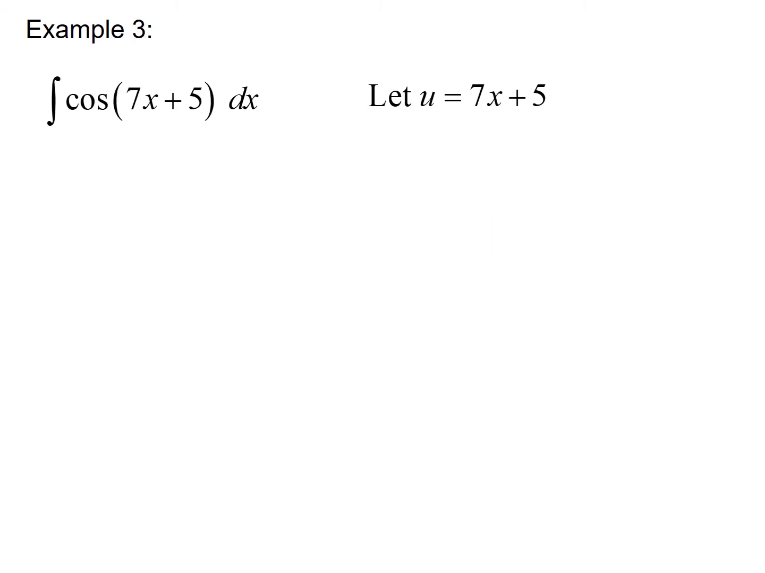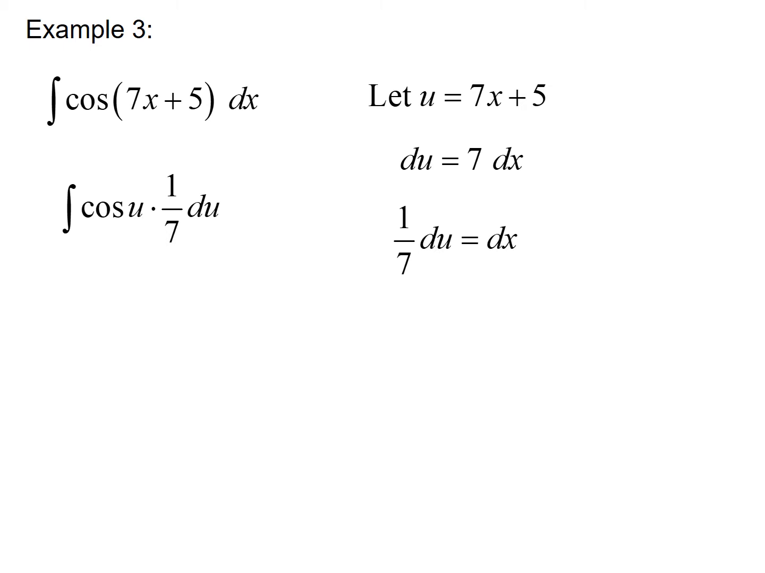Okay, let u equal 7x plus 5, then du is 7 dx, which means 1/7 du equals dx. So we write the integral of cosine of u times 1/7 du, take the antiderivative, and then substitute back in.